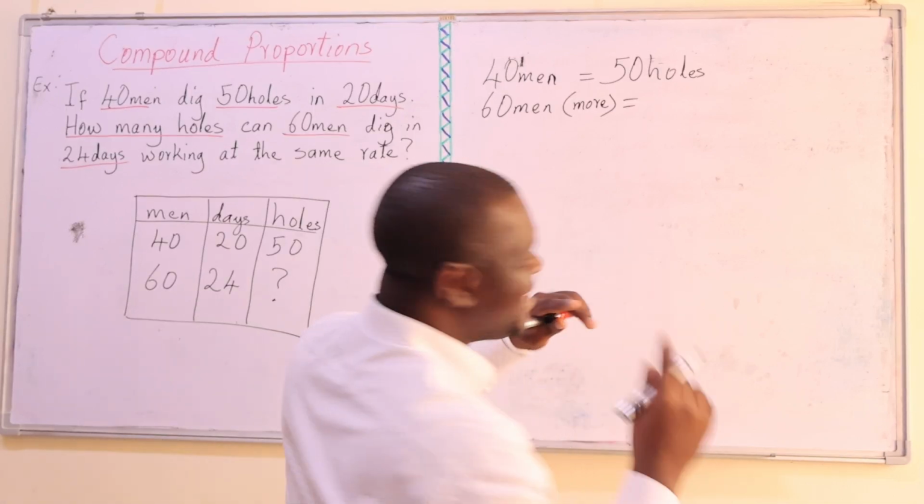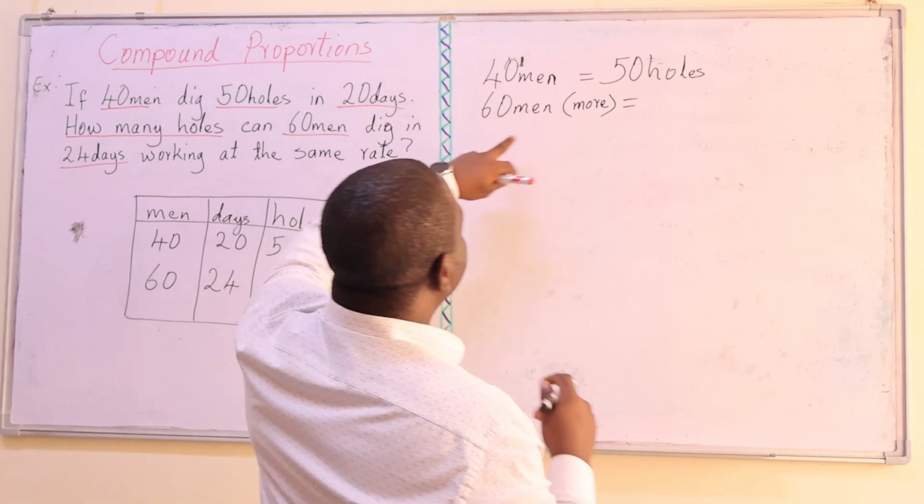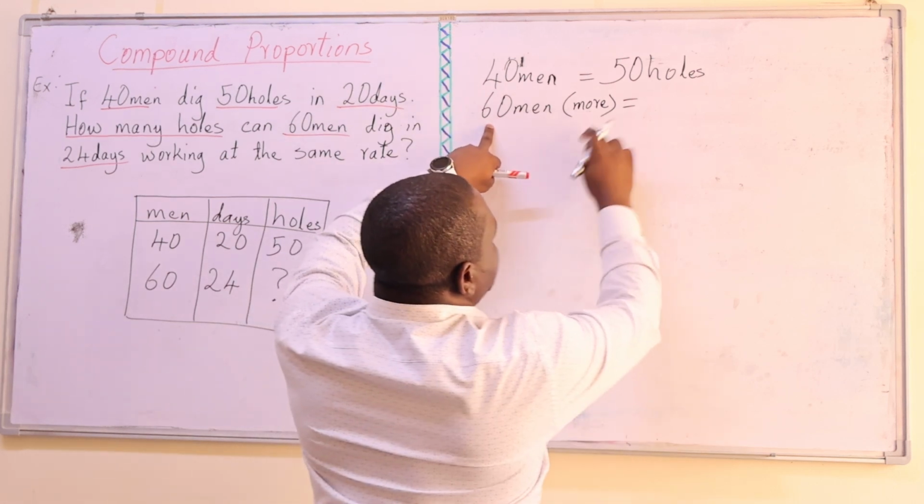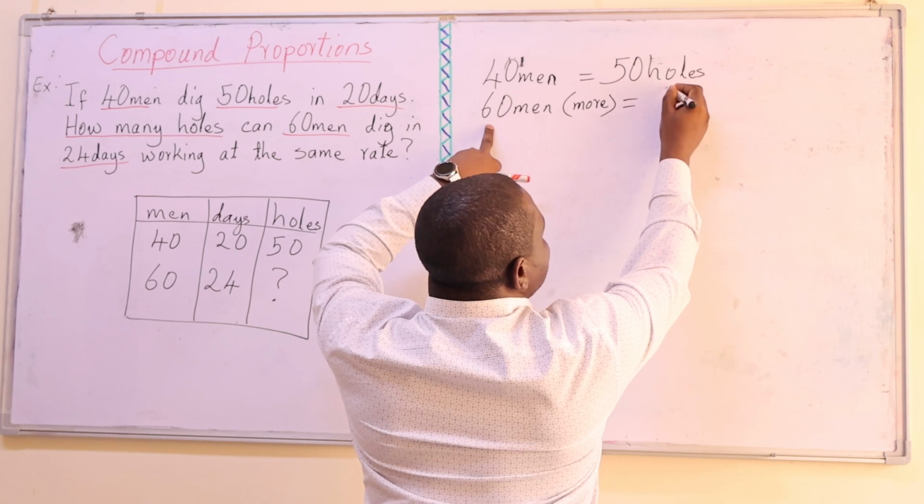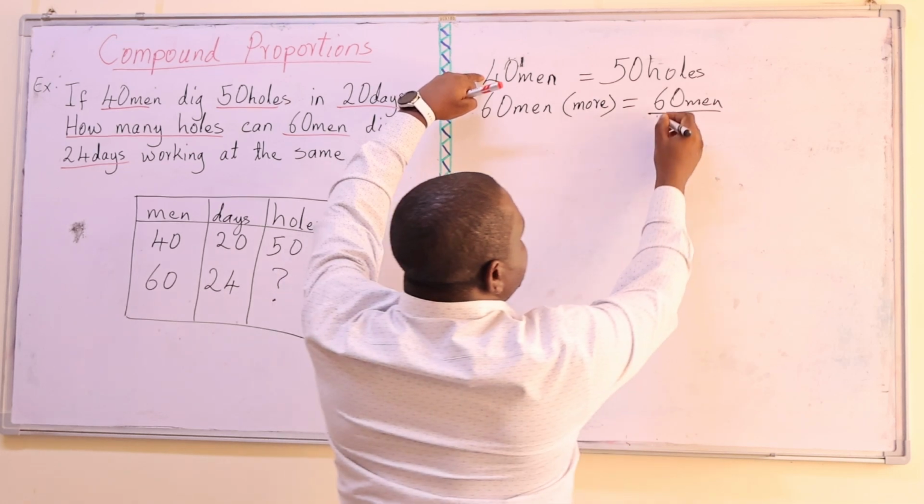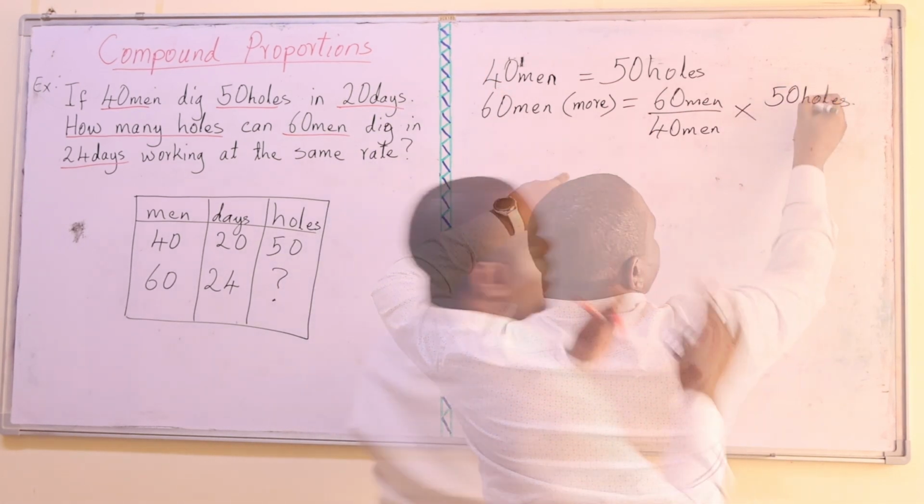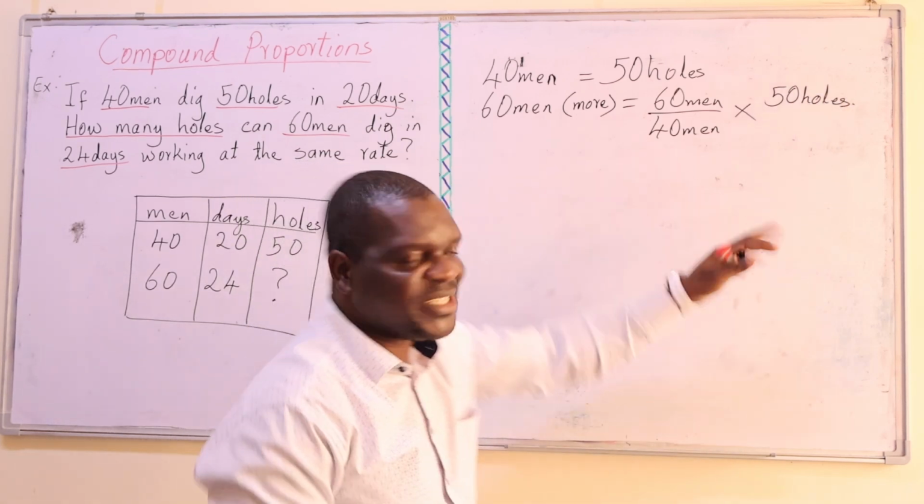And if it's more, this is what you do. Look at this keenly because these are the steps you follow. Come to your left hand side. Take the bigger number because it's more. You take the bigger number first, which is 60 men, and divide by 40 men. Then you multiply this by 50 holes. You can leave it like this to do the simplification at the end.